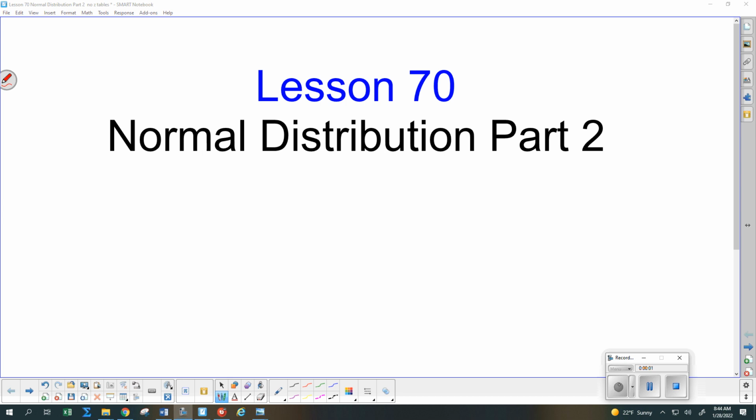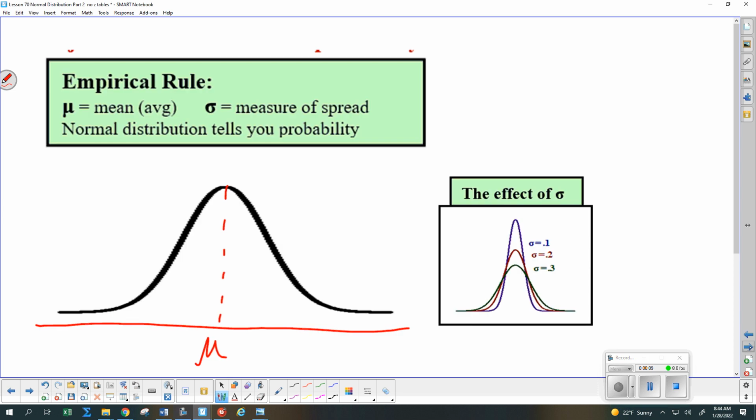Today we'll talk some more about the normal distribution. We've been working with it for a number of lessons, and we already know quite a bit about it. We know that if we draw the number line and the bell curve, the mean is that center point, and everything's symmetric about that.